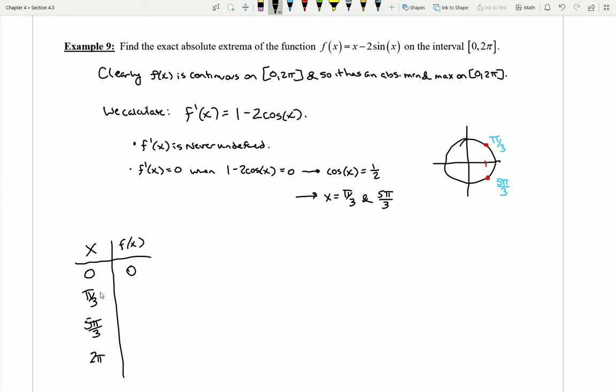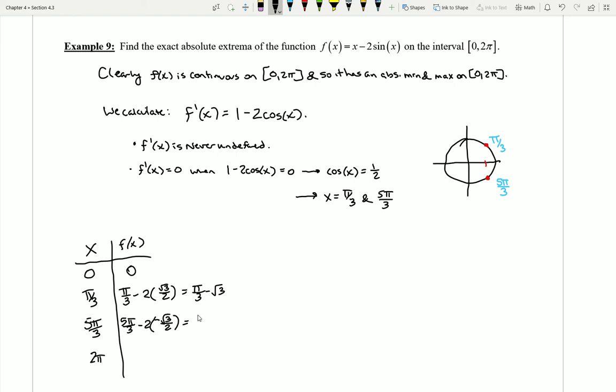But notice that plugging in something like pi over 3 is going to start to get a little uglier, because this is going to be something like pi over 3 minus, let's see, 2 times the sine of pi over 3, which is root 3 divided by 2. So as a whole, this is going to be pi over 3 minus the square root of 3. All right, I'm just going to leave that for the moment. What about 5 pi over 3? Well, this would be 5 pi over 3 minus 2 times, and down here my sine value is going to actually be negative square root of 3 over 2.